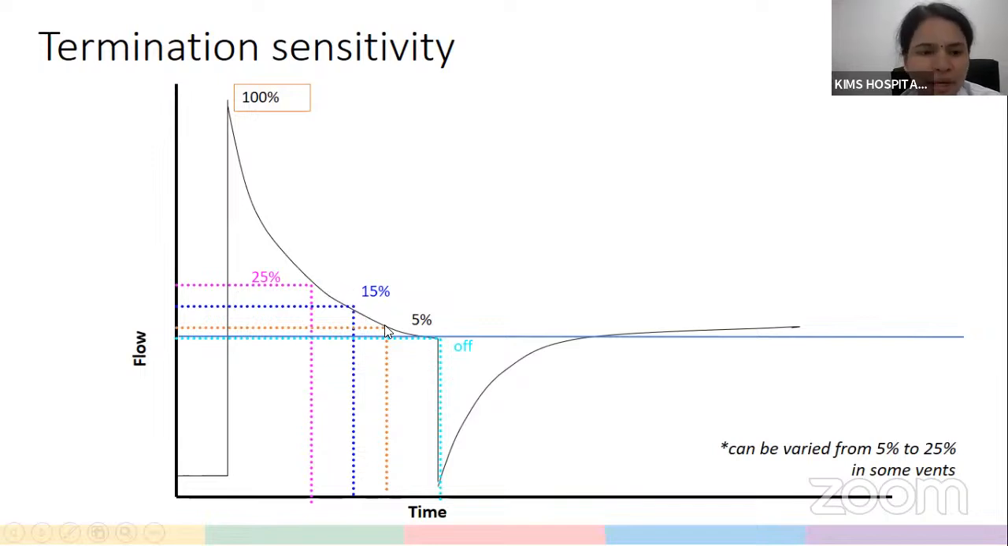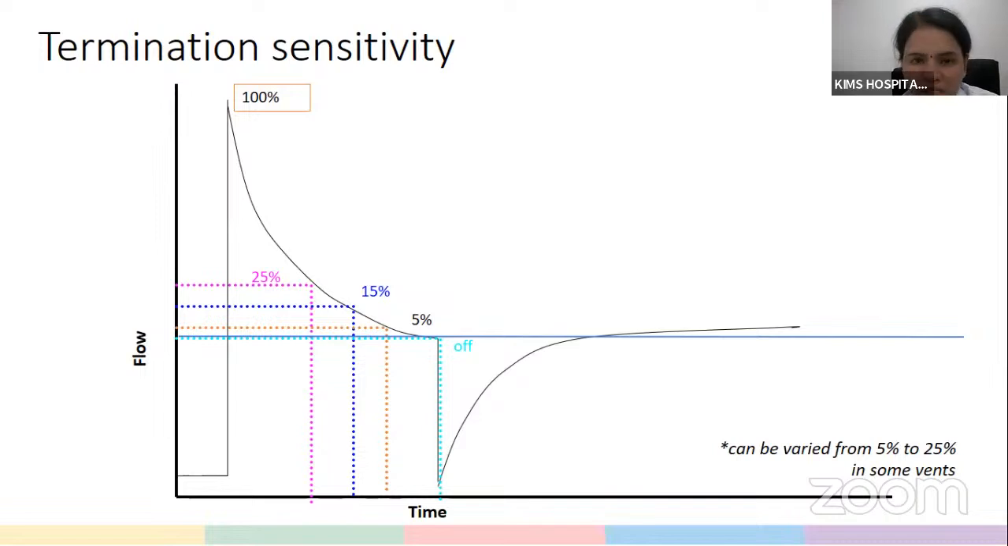So supposing we have kept the termination sensitivity at 10%. The peak flow rate during the breath was 4 liters per minute. So 10% of 4 liters is 0.4 liters per minute. So whenever the inspiratory flow reaches 0.4 liters per minute, the ventilator will automatically cycle to expiration. And this is the principle of flow cycle mode of ventilation.